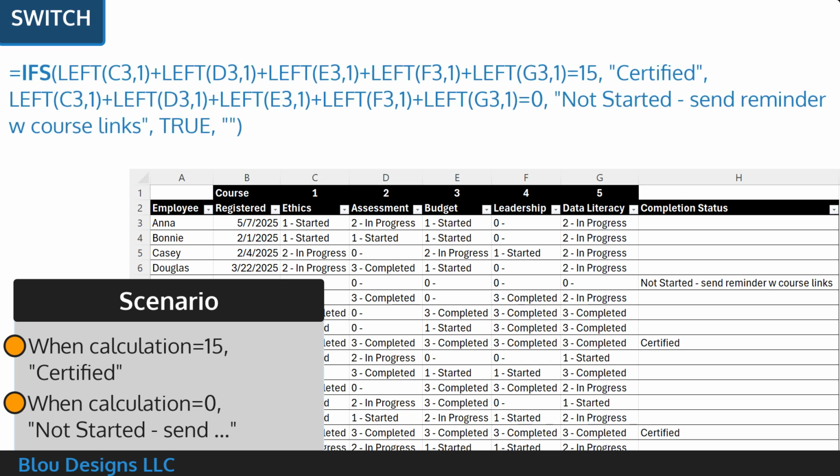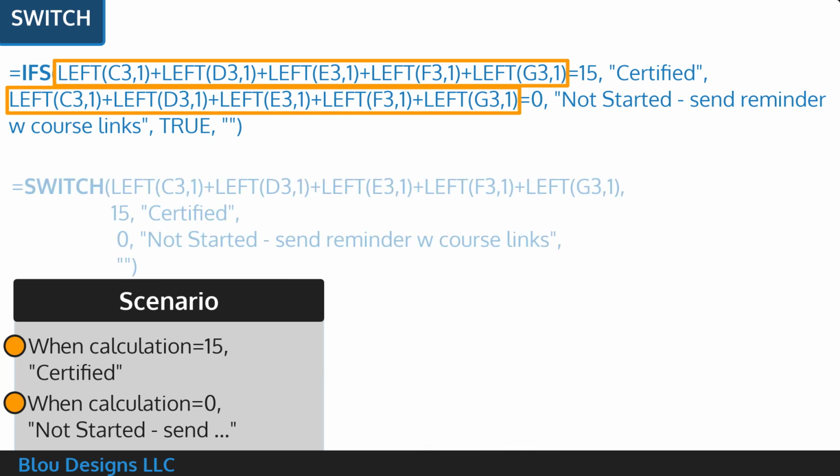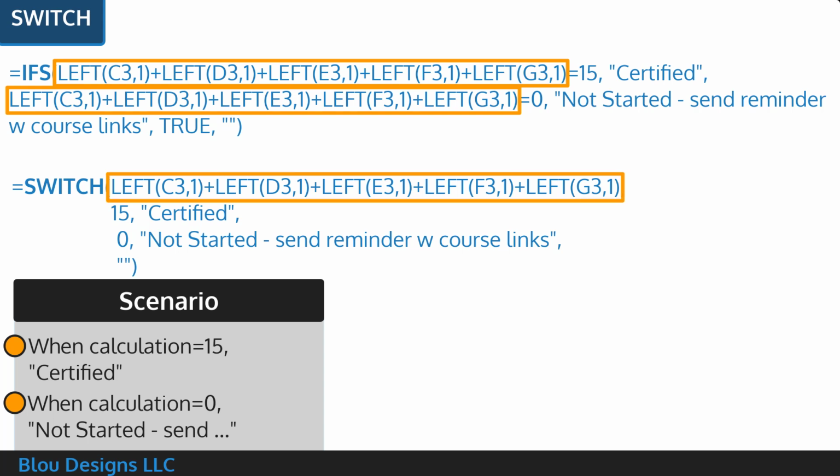If you were to use ifs for this, you would first check if their series completion status is equal to 15 by calculating the sum of the leftmost character of the status code for each individual course, triggering the certified text accordingly. Then you would check if their series completion status is equal to 0 by again calculating that same sum. But because of how Switch has you specify your criteria, you'll only perform this calculation once, setting the sum calculation as the value to switch.